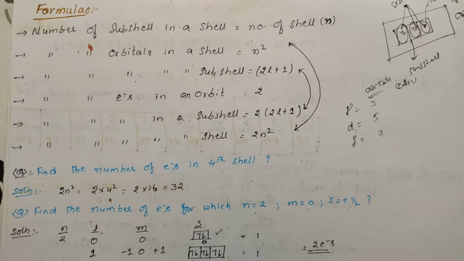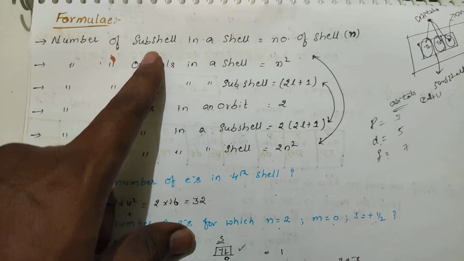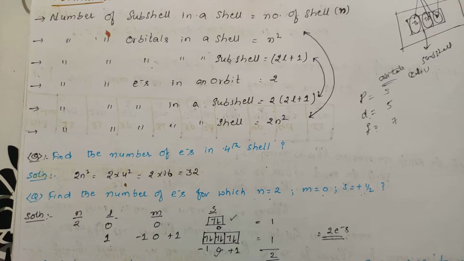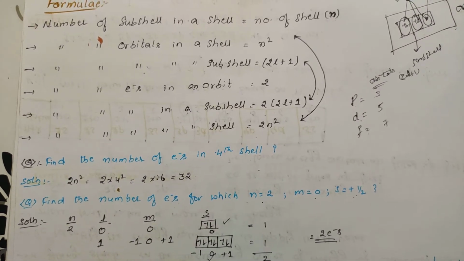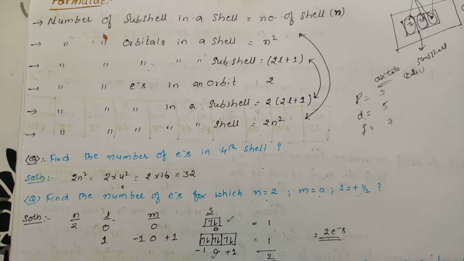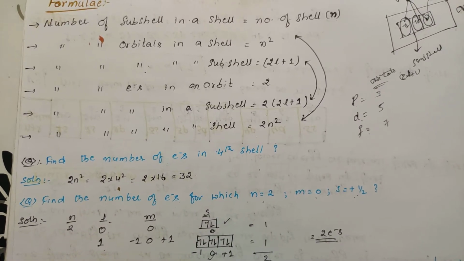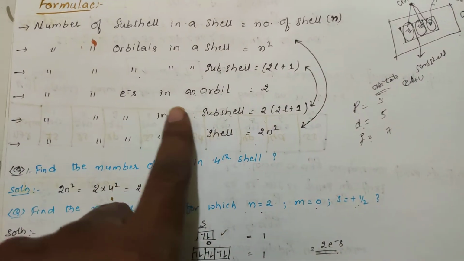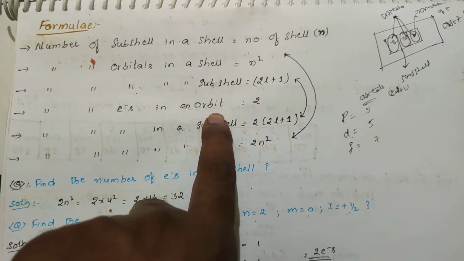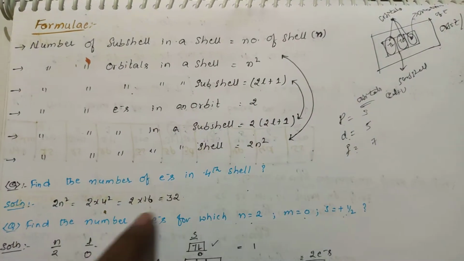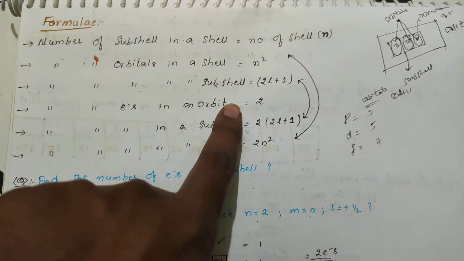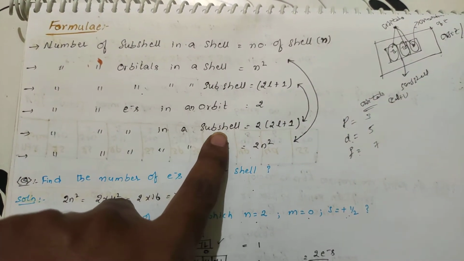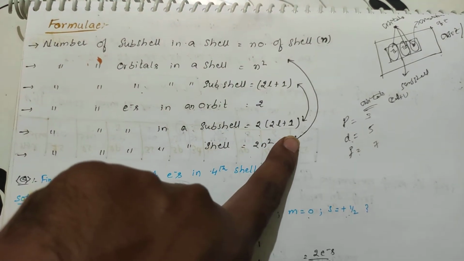Number of subshells in a shell. Okay, if he asks number of subshells, it is equal to n, shell number itself. Number of orbitals in a shell is equal to n square. Okay, number of orbitals in a subshell, it is equal to 2l plus 1. Number of electrons in an orbital, I think, right? Number of electrons in an orbital, okay, it is 2. Orbital students, this is correct to you. Number of electrons in a subshell.